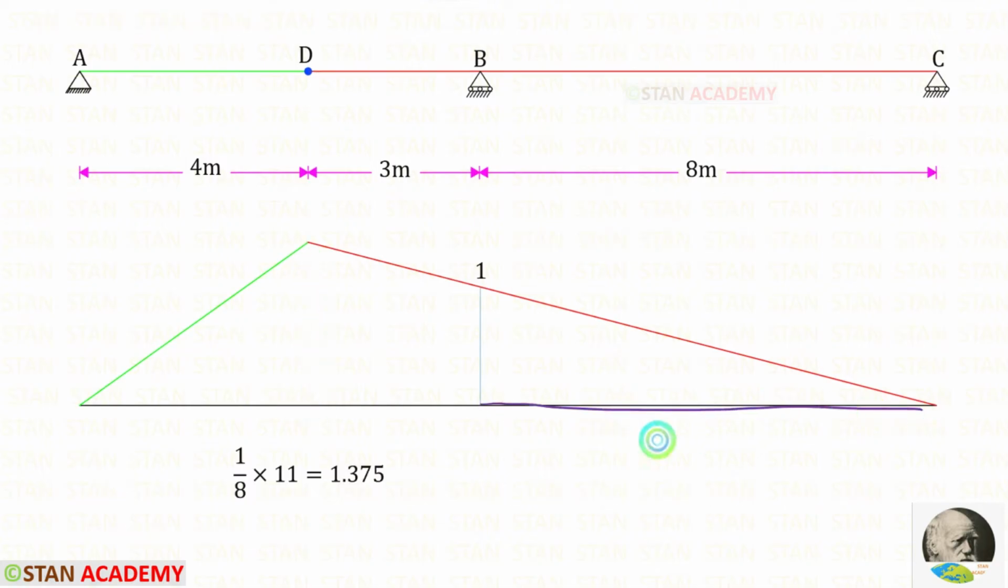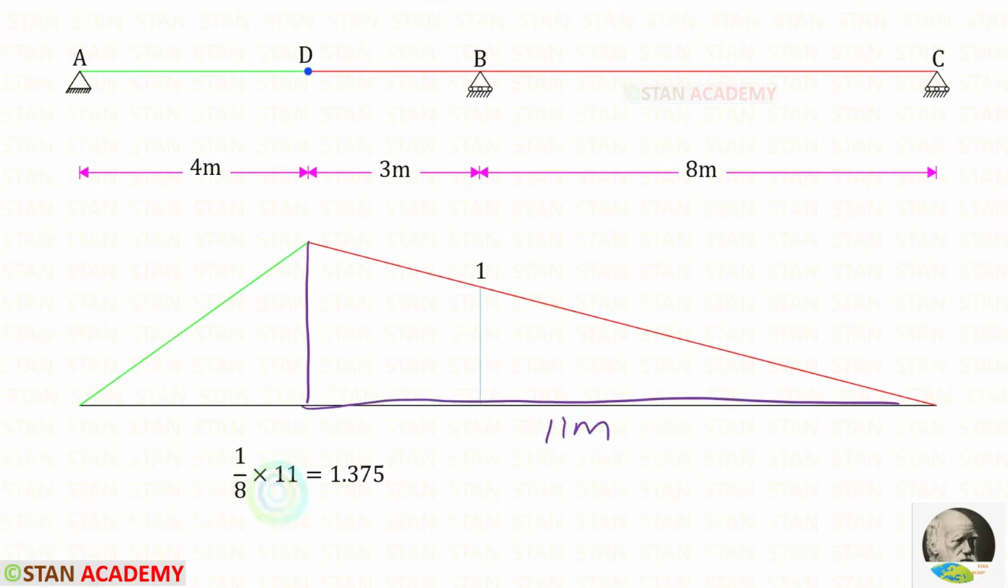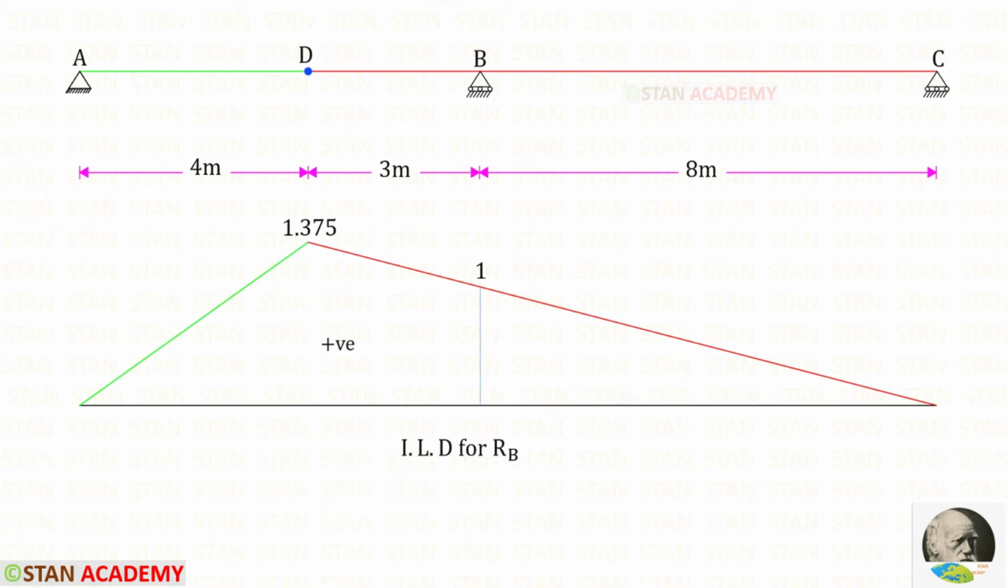For the distance of 8 meter, the height is 1. So for 8 it is 1. But we need the height at the distance of 11 meter. So we have to multiply by 11. In this way we are getting 1.375. This is the ILD for RB.